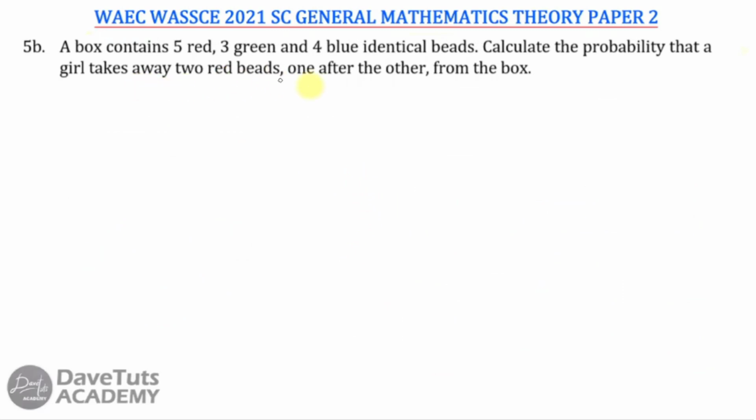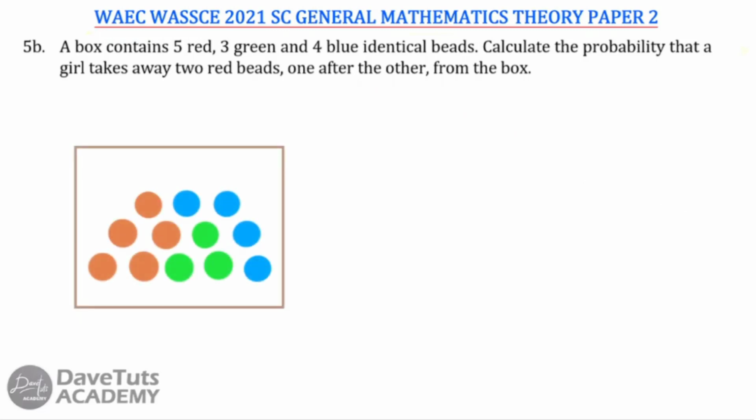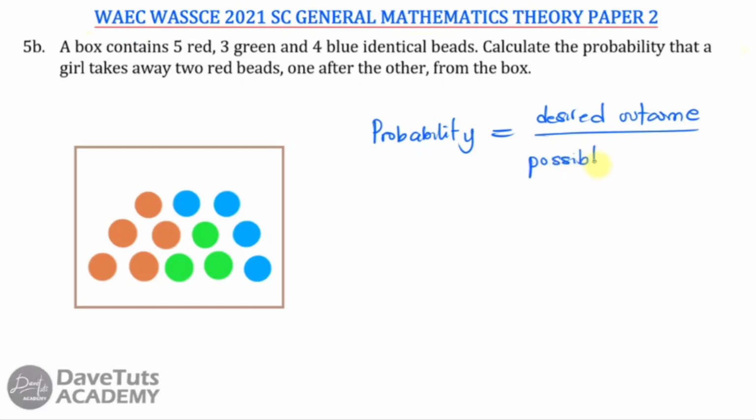Here in this question on probability, we are told that a box contains 5 red, 3 green, and 4 blue identical balls. Our mandate is to calculate the probability that a girl takes away 2 red balls, one after the other, from the box. So what we need to know is that we are looking at probability in this case, and probability as has been defined is actually the ratio of your desired outcome over the total possible outcome that you can get out of a case scenario. Okay, desired outcome will be what we are looking for. Possible outcome will be the total number of instances that we can actually have occurring.